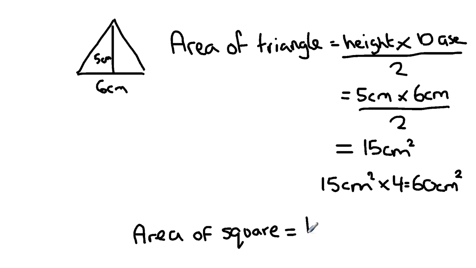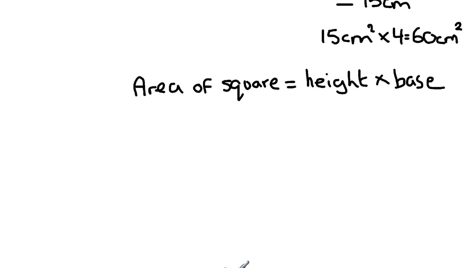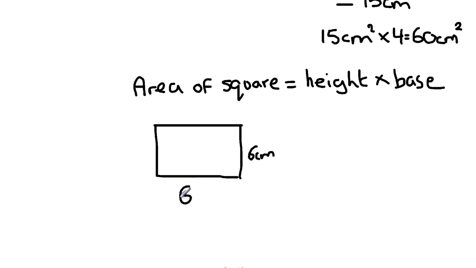Equals height times base. So a rough sketch. So the height is 6 centimeters. Base is 6 centimeters. So to find out the area, we're going to do 6 times 6.